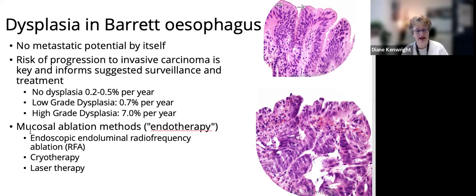How is it treated? It is removed, by ablation. Radiofrequency ablation, cryotherapy, or laser can remove Barrett's esophagus if it is dysplastic and at risk of cancer.